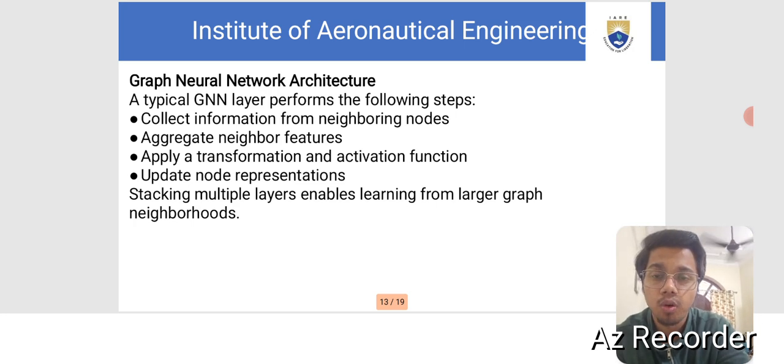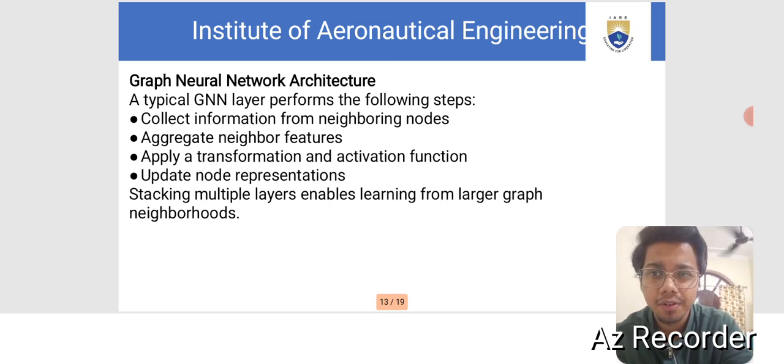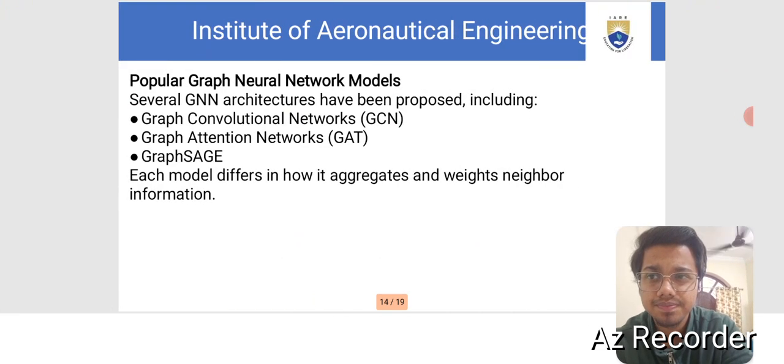Graph neural network architecture. A typical GNN layer performs the following steps: collect information from neighboring nodes, aggregate neighbor features, apply a transformation and activation function, and update node representation. Stacking multiple layers enables learning from larger graph neighborhoods.